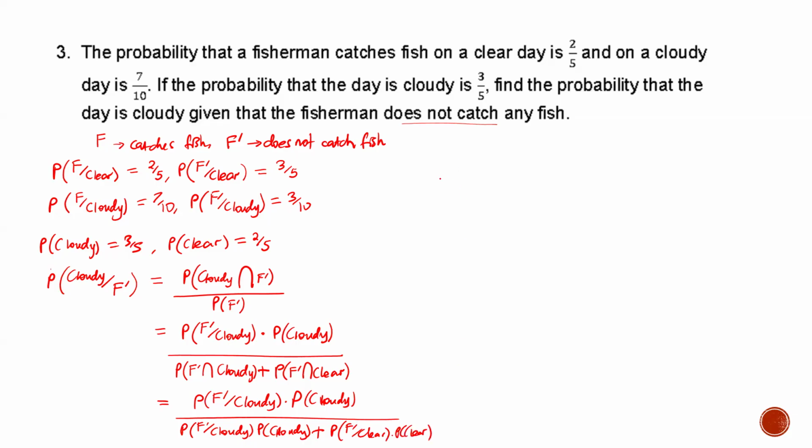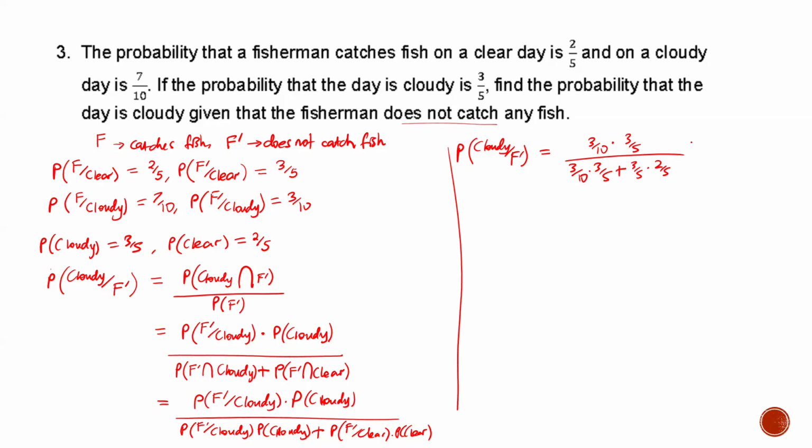Now, when you do this, at this point, you simply substitute for those values that we already have. So the probability of him not catching fish given that it's cloudy is 3 out of 10. And the probability of it being cloudy is 3 out of 5. This will be 3 out of 10 times 3 out of 5 plus him not catching fish when it's clear is 3 out of 5. Probability of it being clear is 2 out of 5.